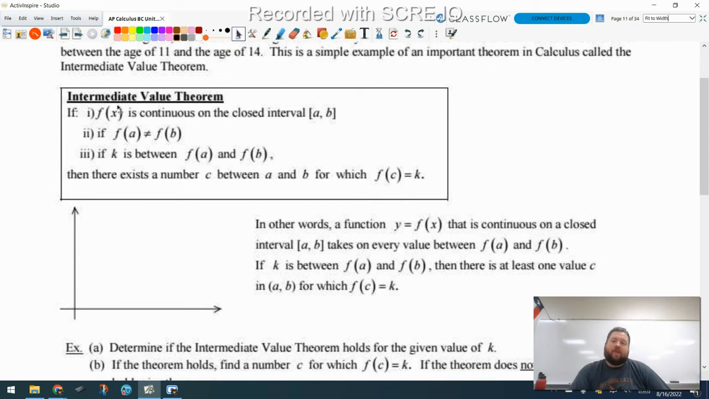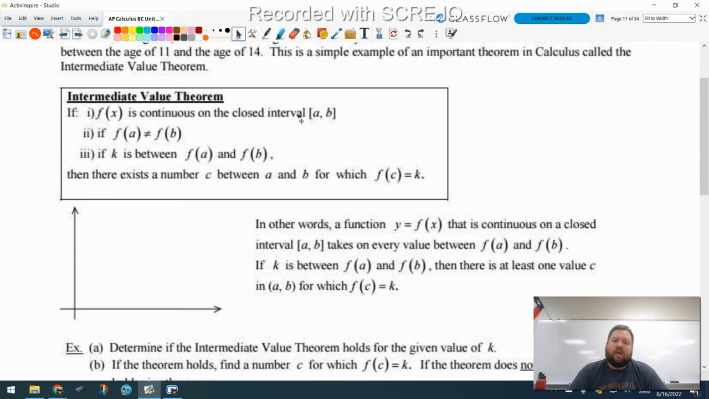There are three parts. Part number one, the function f of x must be continuous on a closed interval. So they're going to give you an interval from a to b, and your function must be continuous on that interval. So they either need to give you a function that you can figure out the continuity based on the function, or they will just simply tell you that the function is a continuous function, and you're going to repeat what they told you in your answer.